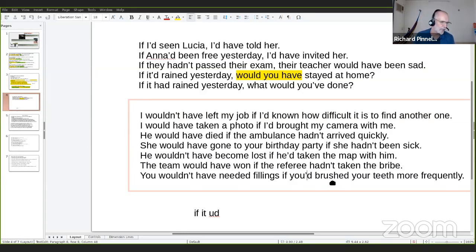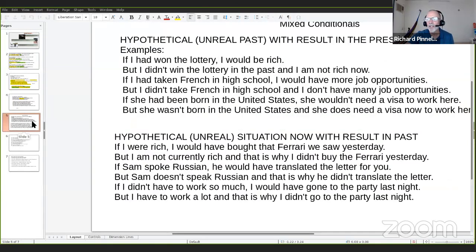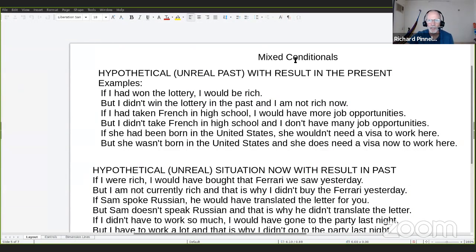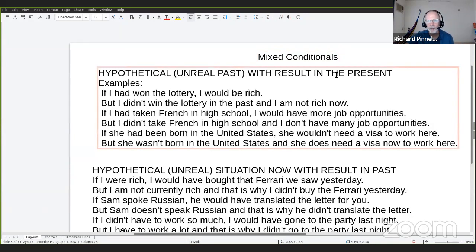So, very complicated, Israel. Do you think? This subject? Yes. Unfortunately, it's going to get more complicated because finally we have another type of conditional, which is the mixed conditionals. There are two types. The first type is when we have a hypothetical situation in the past with a result in the present.